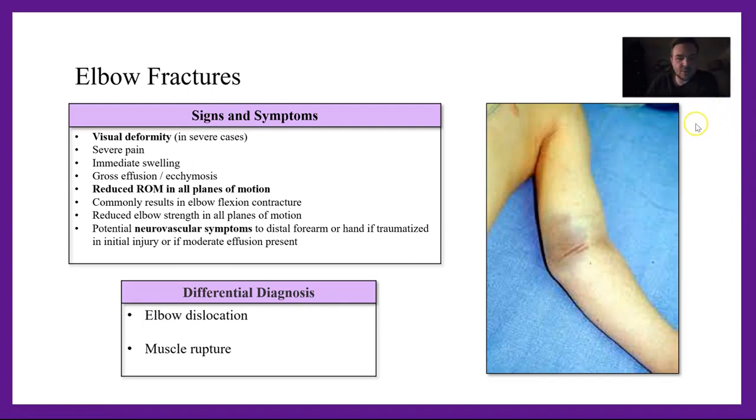You want to rule out an elbow dislocation and a muscle rupture. You can see how this may go, oh, I think you tore your biceps tendon. So you want to rule that out. You can have a similar presentation here. No Popeye deformity. Hook sign would be there. So that's how you rule that out.